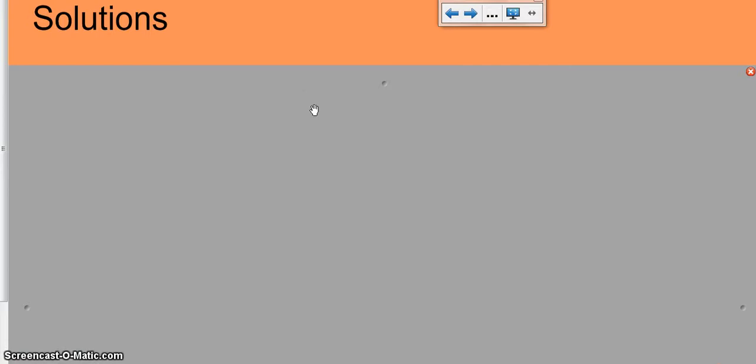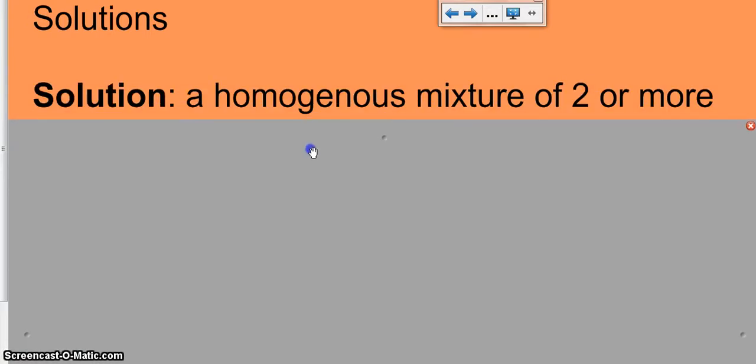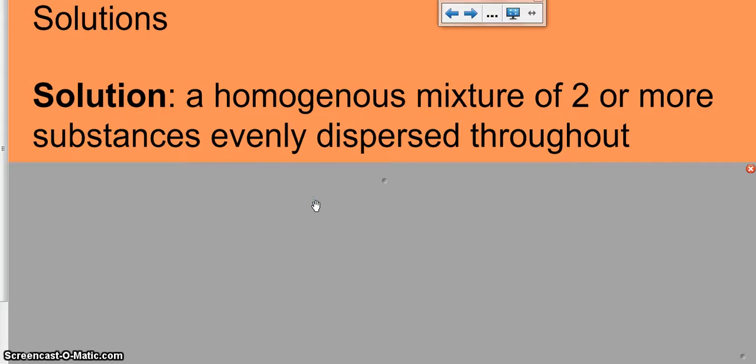Solutions. Okay, we're going to talk a lot about solutions. The definition of a solution is a homogeneous mixture of two or more substances evenly dispersed throughout. So what you're talking about is salt water. Did any of your parents ever make you gargle with salt water when they thought you were sick to clear up your throat? That's what a solution would be.